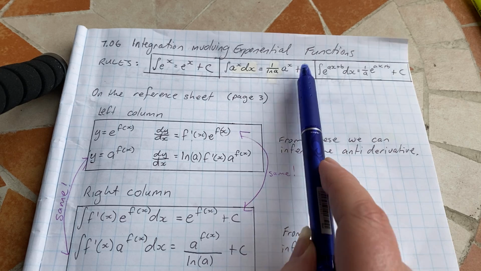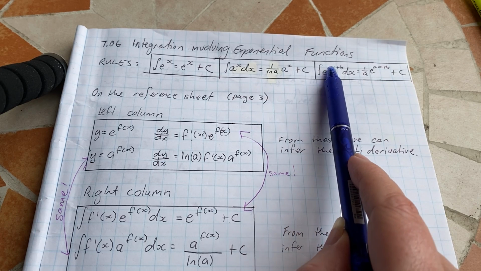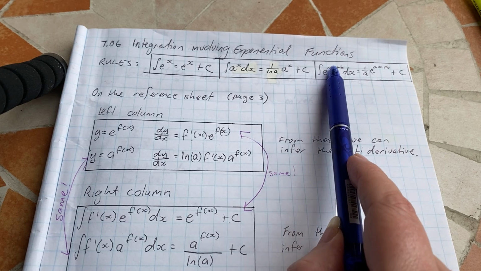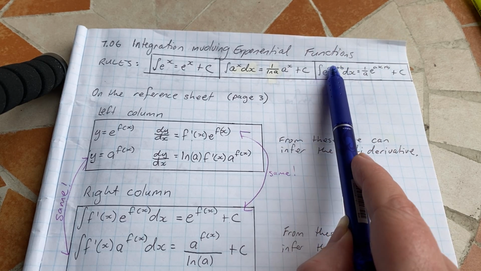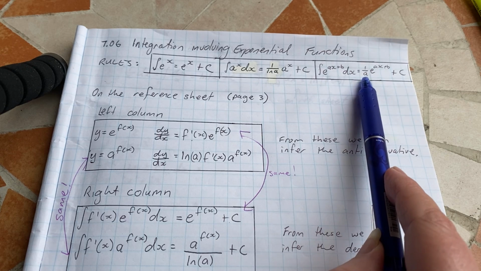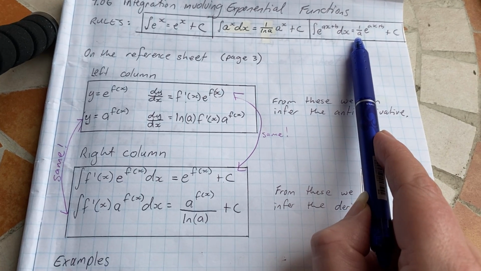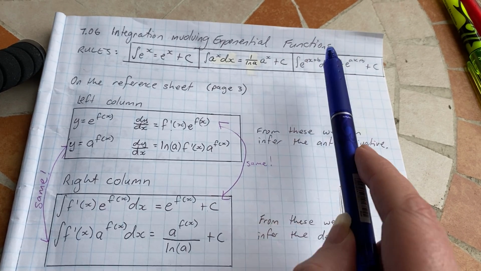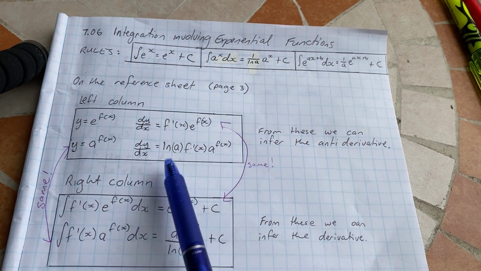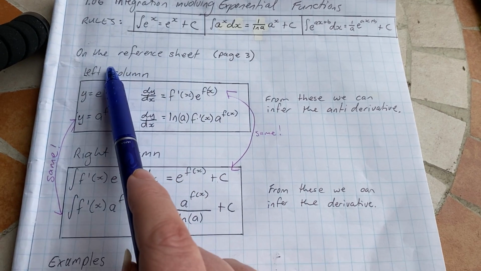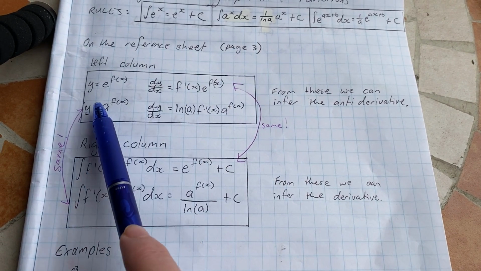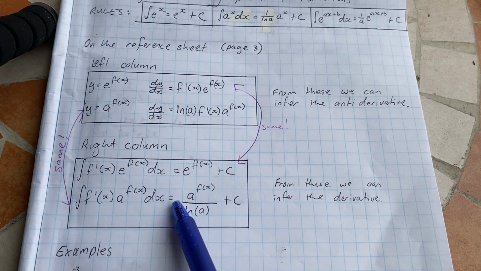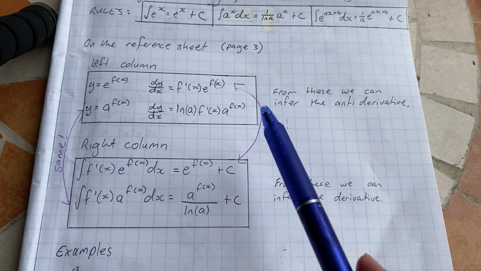Don't forget plus c. If it's e to a linear power, and this goes for all chain rule type questions, as long as the power is linear, you can divide by the a, okay? If it's not linear, then we need to look at the chain rule, which is further down here. Okay, so I'm just going to draw your attention to the reference sheet on page 3. So in the left column, we do have these two, and in the right column, we have those two. Now, they're exactly the same thing. They're just in the reverse direction.